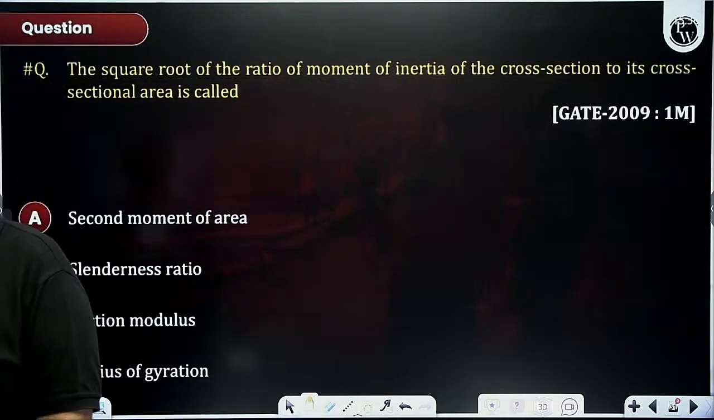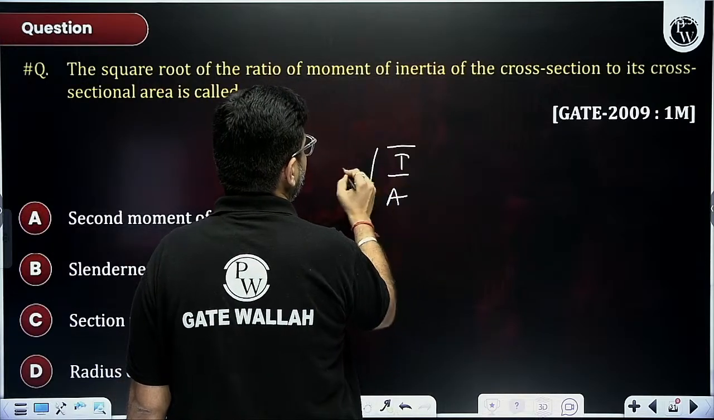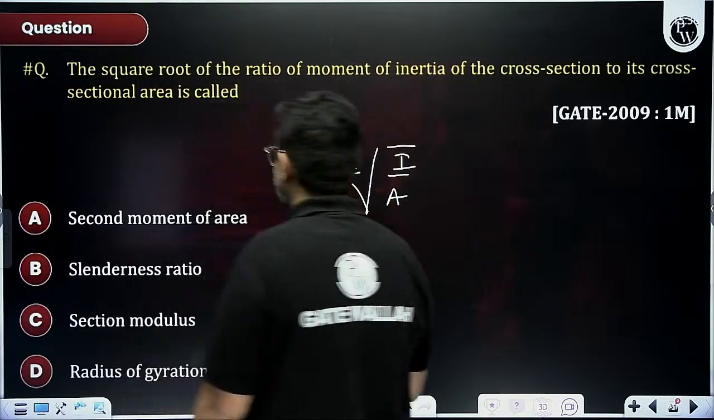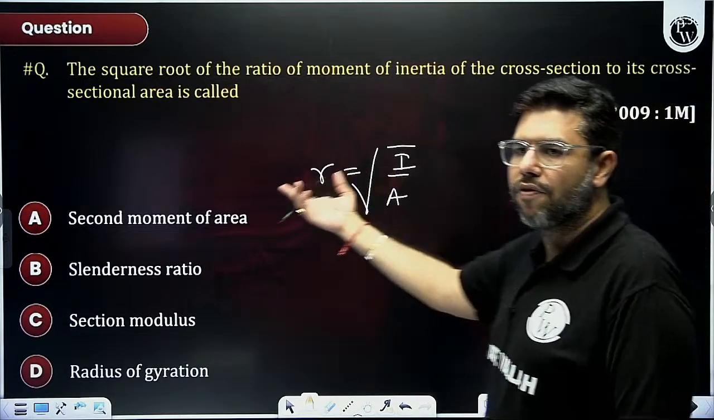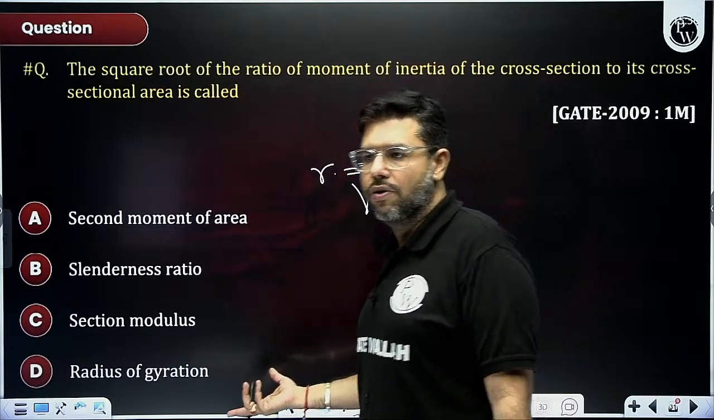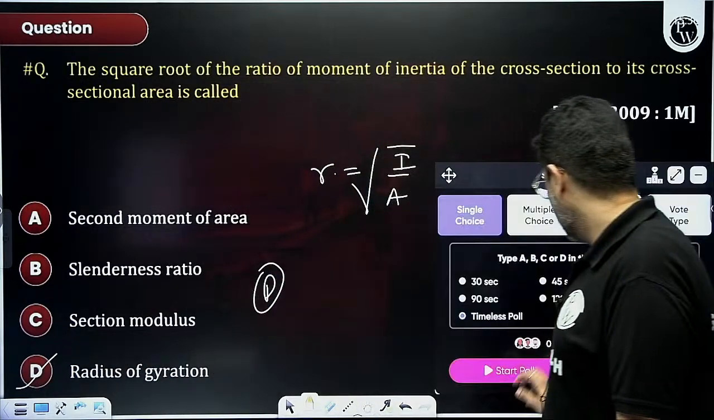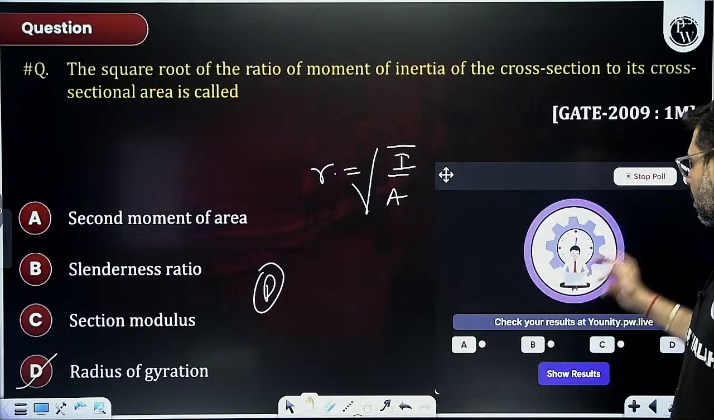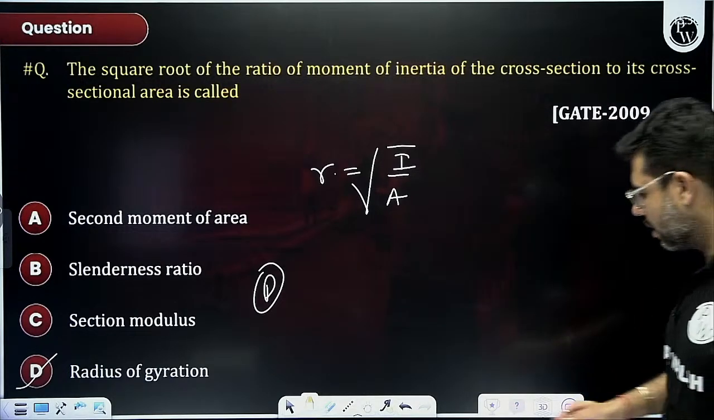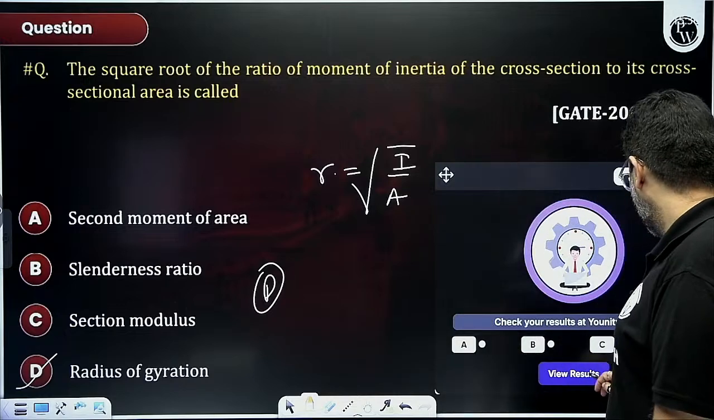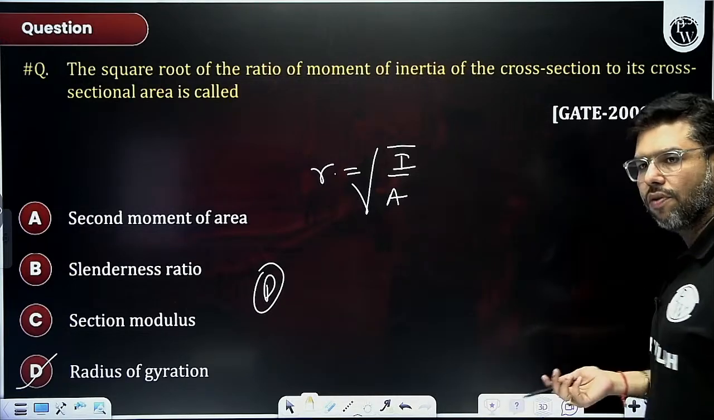So square root of moment of inertia to area of cross section. This is what? Radius of gyration. Second moment of area is moment of inertia only. So this is radius of gyration, that is D is the correct answer here. So all of you have given me D as the answer only. D is the correct answer, okay. Almost all of you have given me the correct answer.